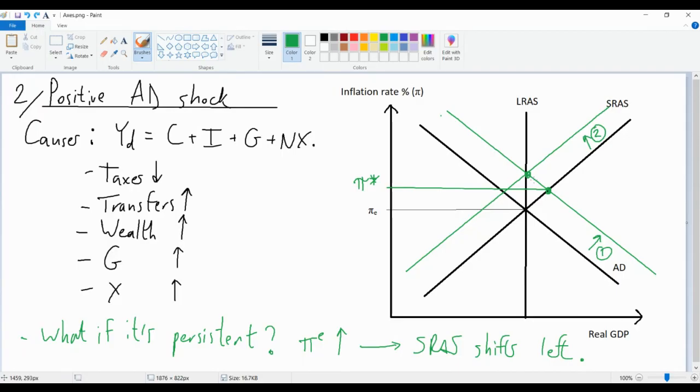Now, again, the text calls this a self-correcting mechanism, and this picture seems to indicate that we don't really care if expected inflation is high or low. Expected inflation eventually rose, and we ended up back on the long-run curve. But again, remember, that's not quite right, because we know that when inflation starts to get high, people start to waste resources.